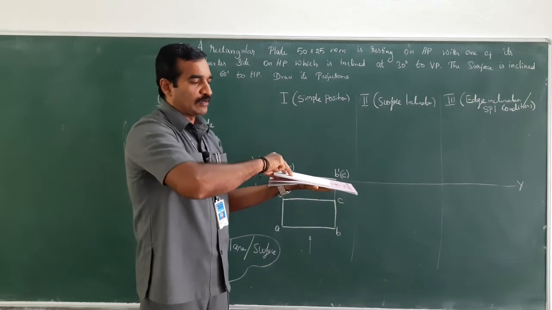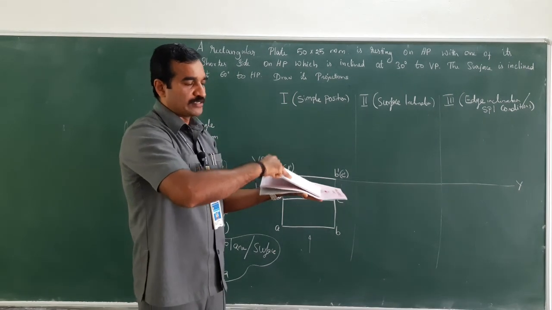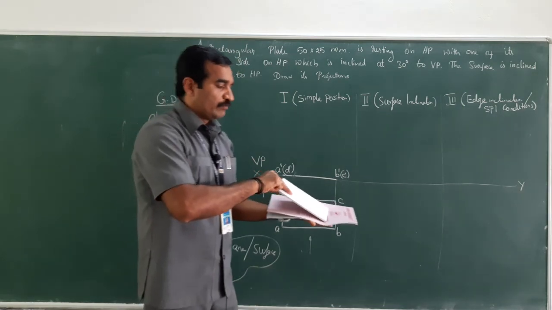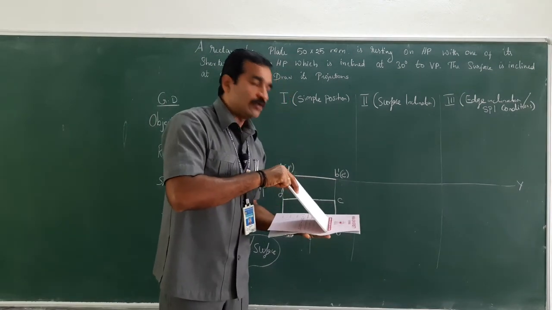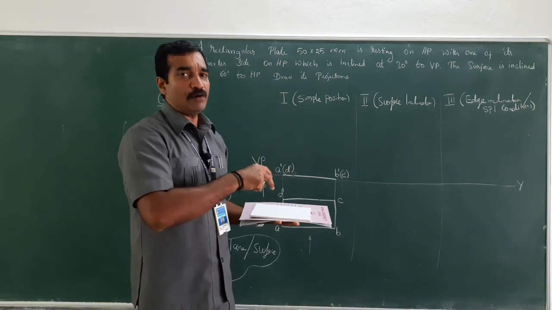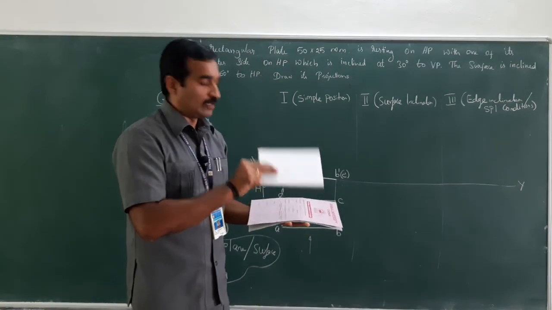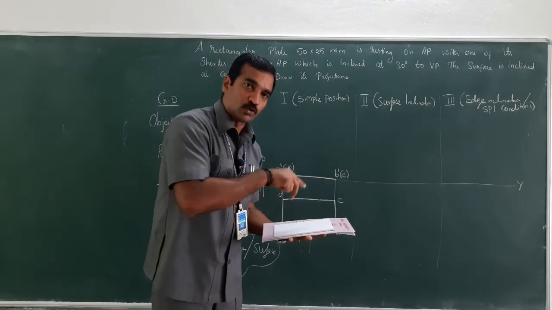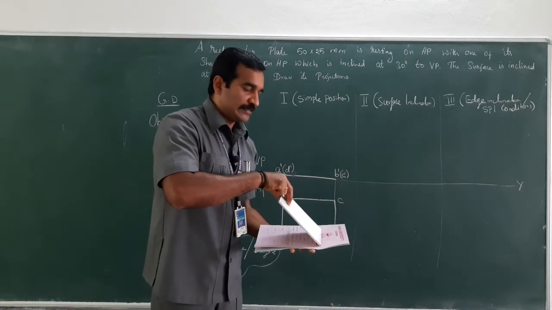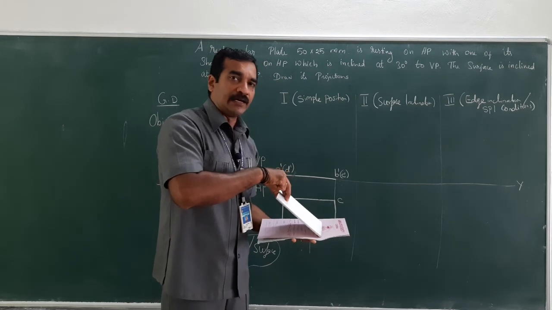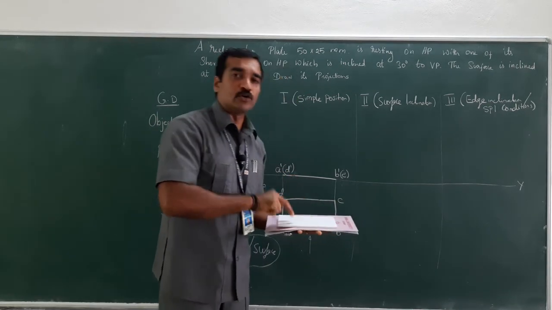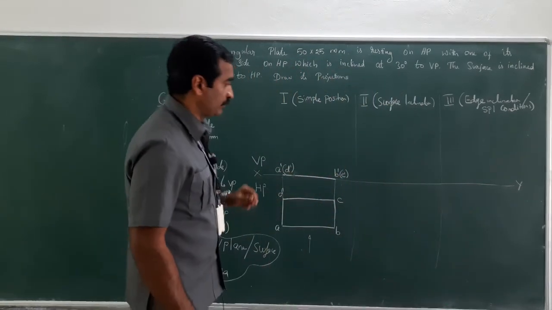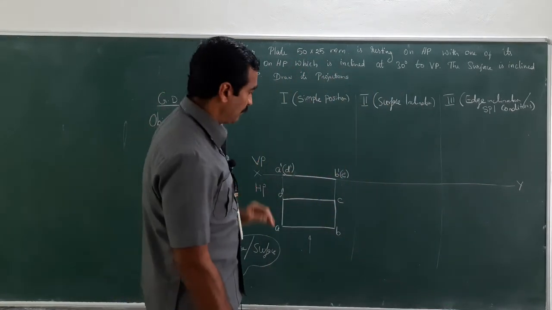When you look at from the front, you could see an inclined line. When you look at from the top, I could see a squeezed shape of the rectangle. If it is simply resting on the HP, I could see the true shape. If this is inclined at a certain angle, when I look at from the top, I could see a squeezed shape of the rectangular plate. Just observe how it's going to happen.